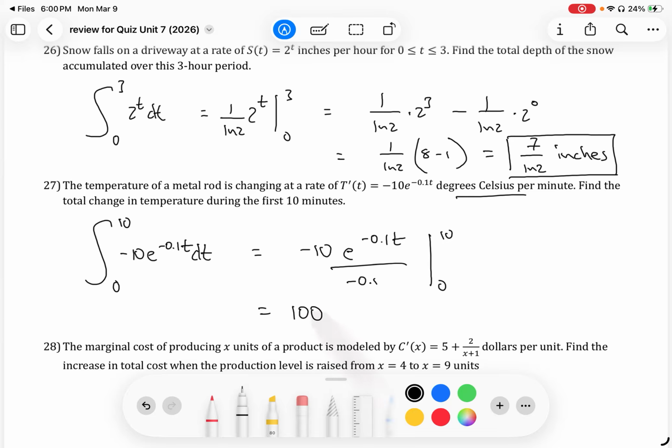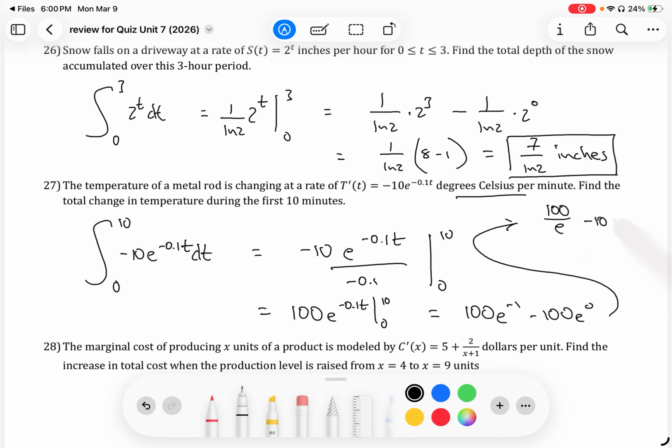So that should be 100 e to the negative 0.1 t between 0 and 10. And that's going to be 100 e to the negative 1 minus 100 e to the 0. So that should give me 100 over e minus 100 degrees Celsius as the total change in temperature.